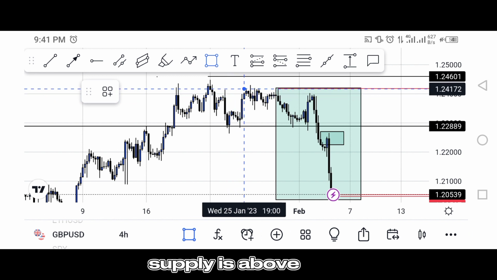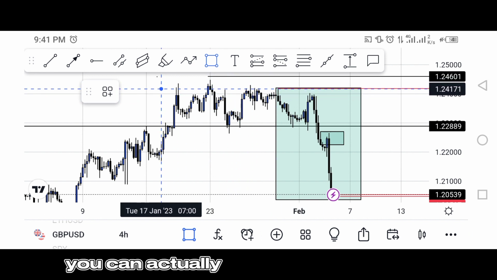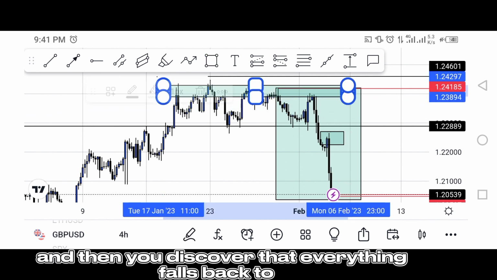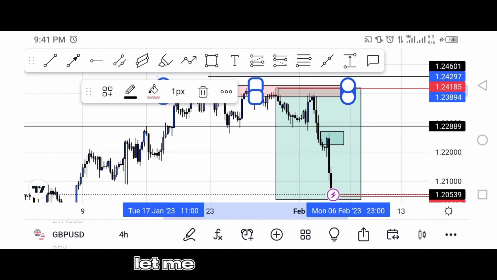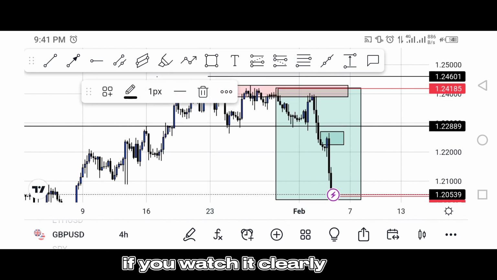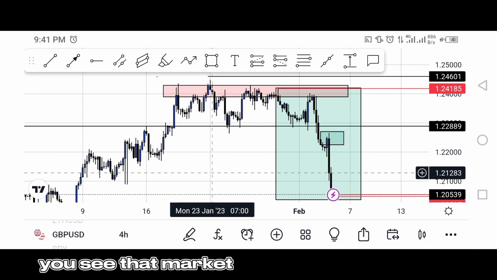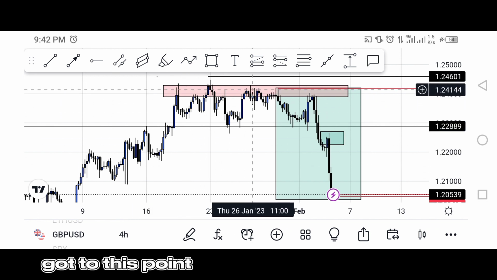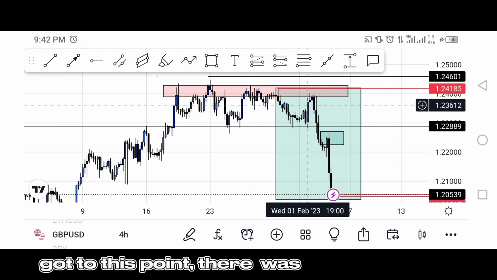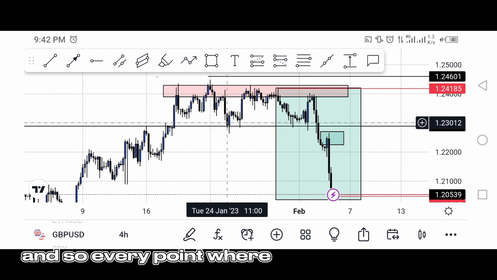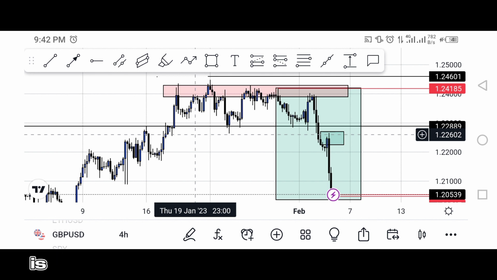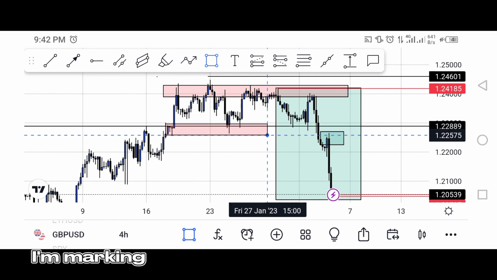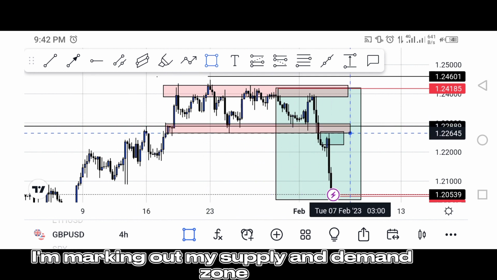Supply is above, within this area. You can pick it from here, and then you discover that everything falls back to it. Let me change the line. If you watch it clearly, you will see that the market moved to this point, there was a rejection, got to this point, there was a rejection, got to this point, there was a rejection. And every point where the market also moved upward is called a support or a demand zone. So we can mark it out. I'm marking out my supply and demand zones.